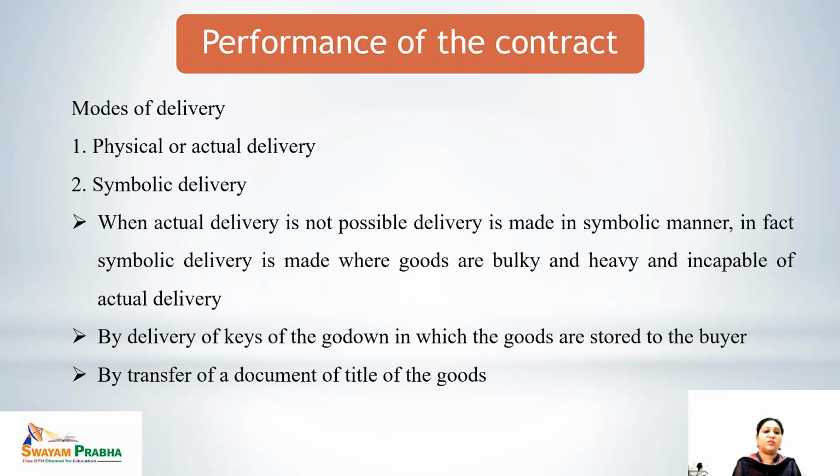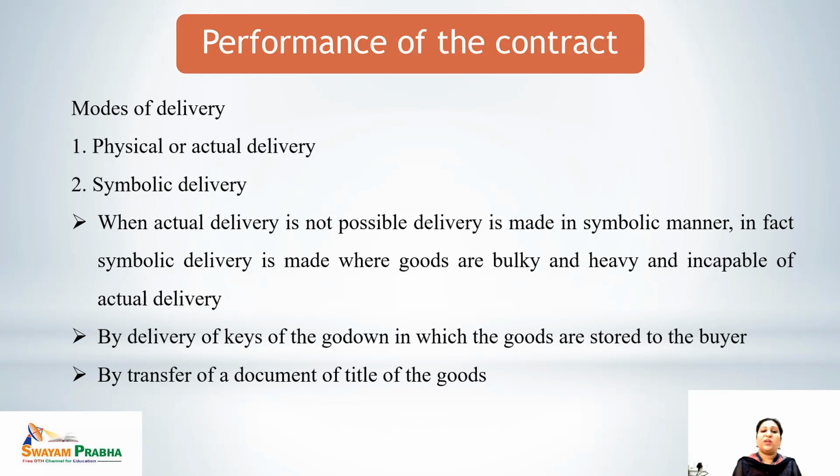What are the various modes available for delivery? One is that delivery can be physical or actual delivery. When the goods are really transferred in physical form to the other party, this is known as physical or actual delivery. Second is symbolic delivery. Symbolic delivery is not an actual delivery. It is not done in the actual manner, it is done in a symbolic manner.